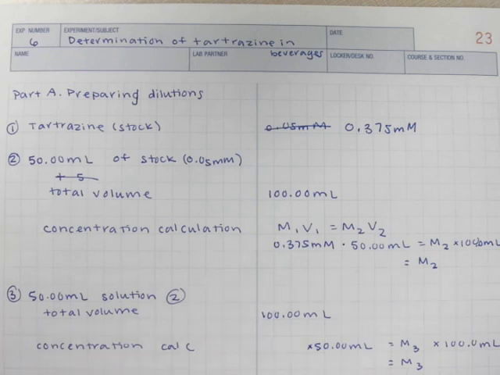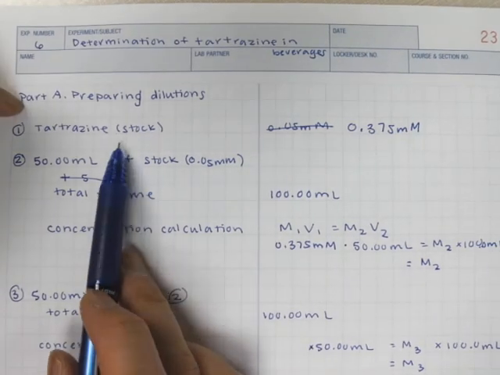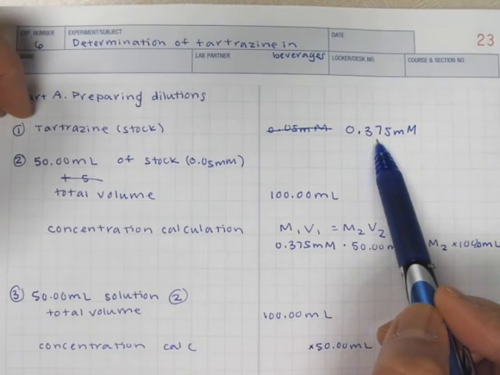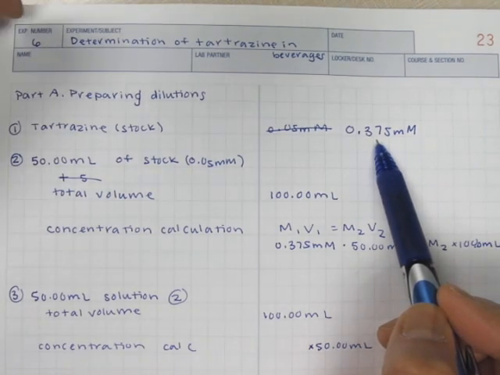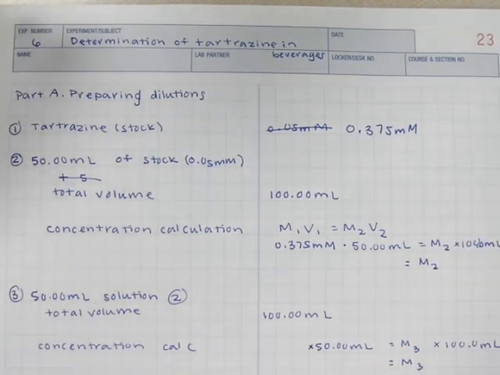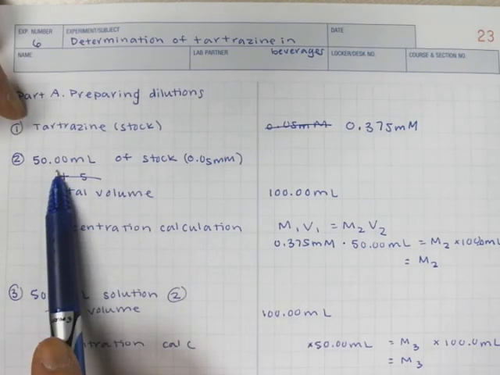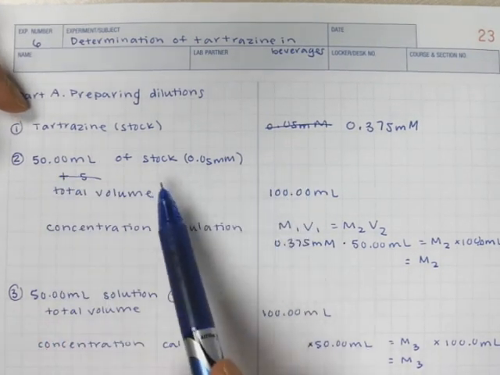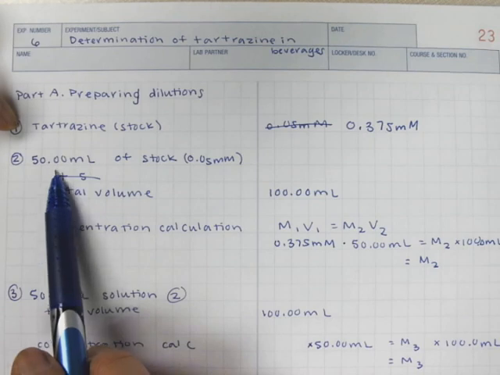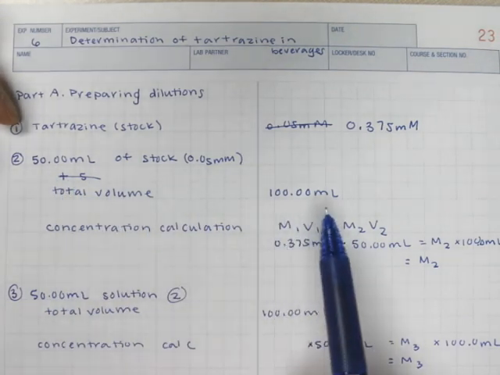All right, so experiment 6 is the determination of tartrazine in beverages. What you would have started with is tartrazine stock. The concentration of my solution is different from the one that you had in lab, but the calculations will be the same. The volumes may be different from what you see in your own experiment. You just have to adjust accordingly.